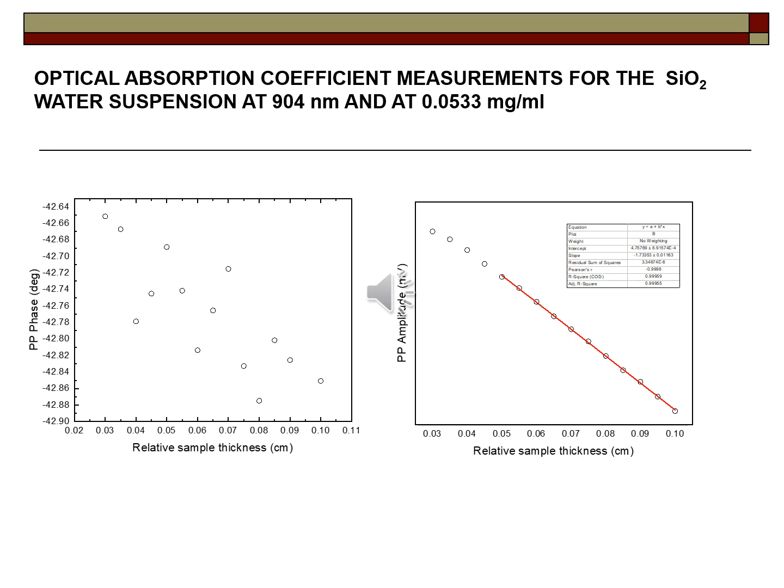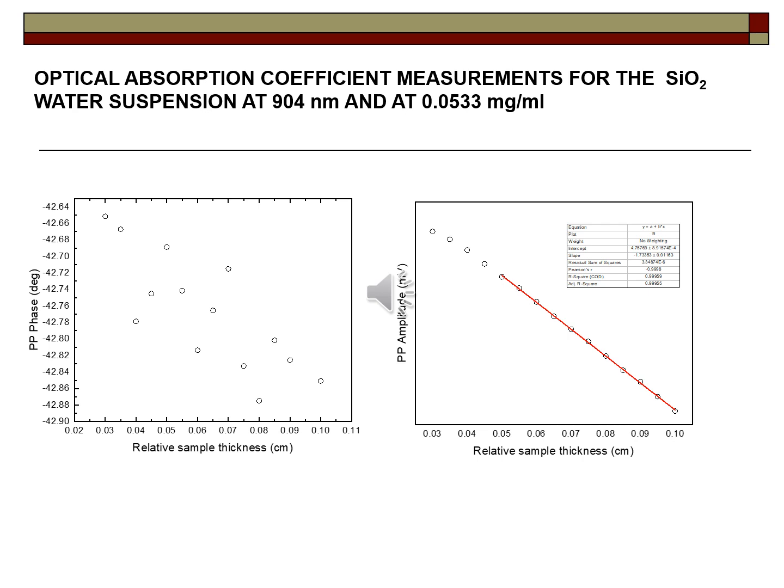Experimental results for silica colloidal suspension at 0.0533 milligrams per milliliter and at a wavelength of 904 nanometers are shown in these 2 plots. The left side plot shows the photoacoustic phase, while the right side plot shows the photoacoustic amplitude in semi-log scale as a function of the sample thickness.